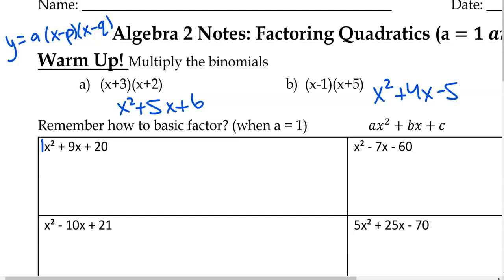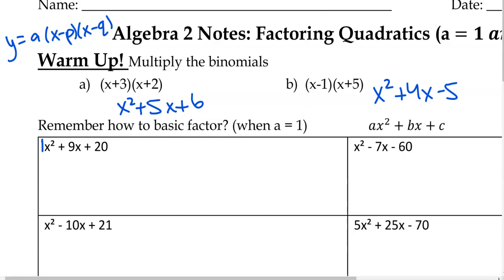To do that, look at your warm-up. How do 3 and 2 relate to 5? How do 3 and 2 relate to 6? What do you think? 3 and 2, when you add them, you get 5. When you multiply them, you get 6. Does that happen again for part B? With negative 1 and 5, if you add those, do you get 4? If you multiply them, do you get negative 5? Yes. Keep that thought process going. That's what we're going to use to work backwards.